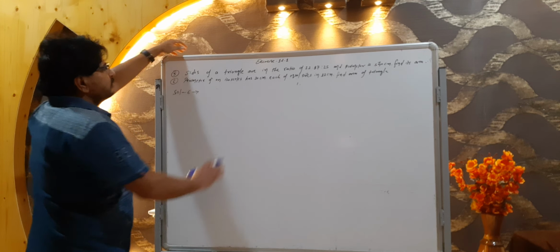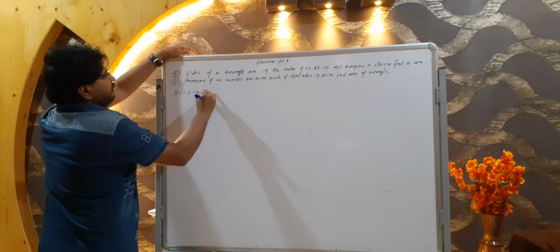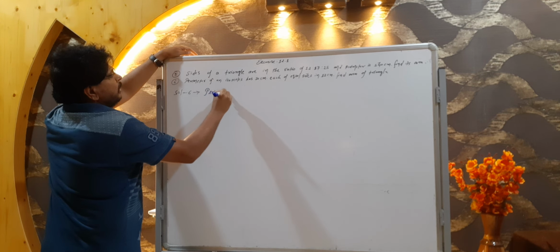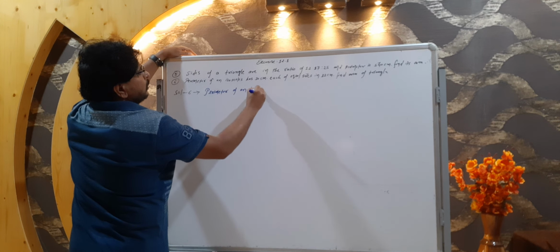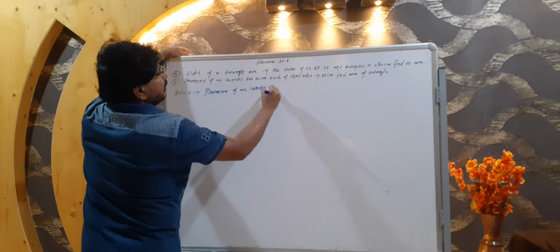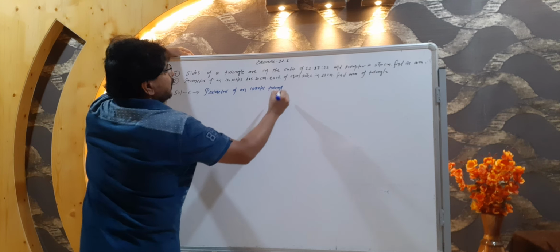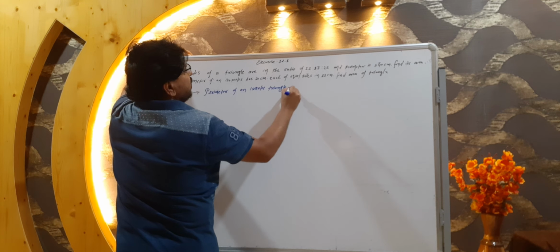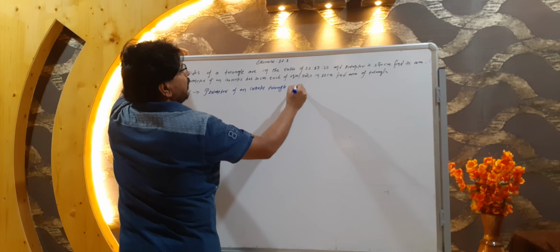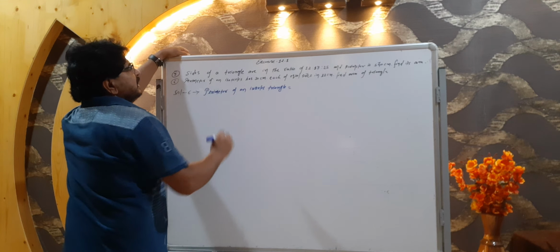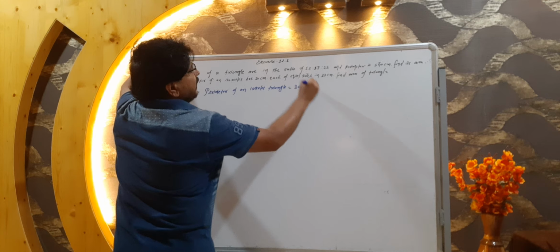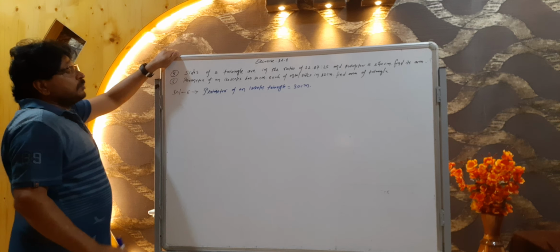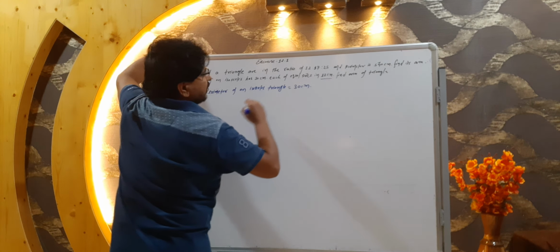Look there, what is given? First of all, the perimeter of an isosceles triangle is equal to 30 centimeter. Each of the equal sides is 12 centimeter. ये दिया हुआ कितना आपको? 30 centimeter. Okay, now each of the equal sides is 12 centimeter.